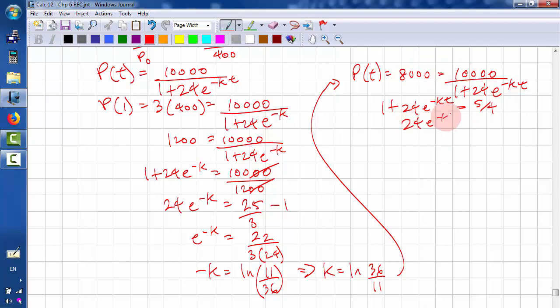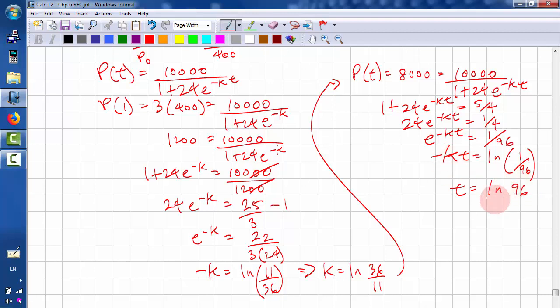24 e to the minus kt equals 5 over 4 minus 1, which is a quarter. Now we're going to divide by 24 as well. E to the minus kt equals 1 over 96. Minus kt equals ln of 1 over 96. T equals, again, I'm going to take that negative sign and flip this over, so it's ln 96.